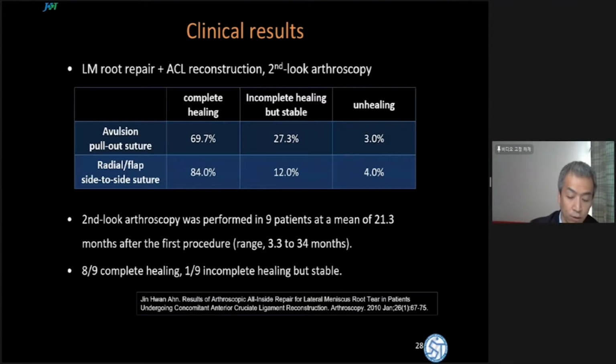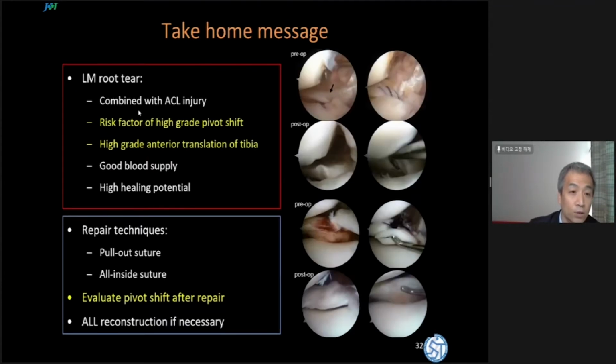And this area can have a very high rate of healing. So we think the lateral meniscus root tear is a very special phenomenon in ACL injury that is a risk factor for the high-grade pivot shift and for the high-grade anterior translation of the tibia. Because this area has a very good blood supply, it has a high healing potential. So we need to try to repair this kind of lesion during the operation.